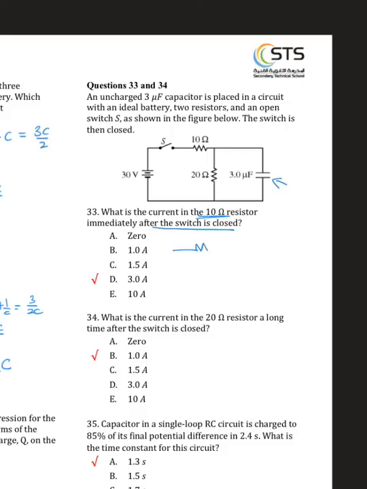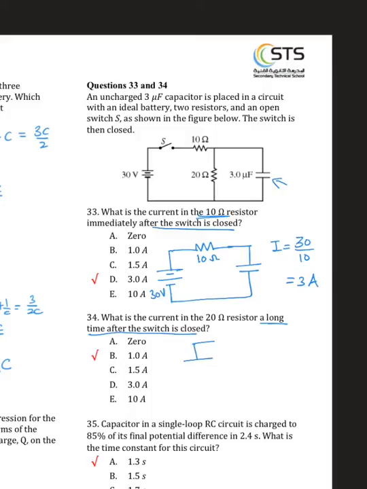So we can redraw the circuit. This is 10 ohm. Then you have got the capacitor, and then you have got the battery. The capacitor is going to act like a very low resistance path. So the current is going to be 30 over 10, that is 3 ampere. Where it says long time, that means now the capacitor is going to act as an open circuit.